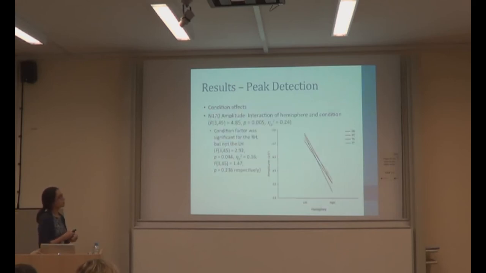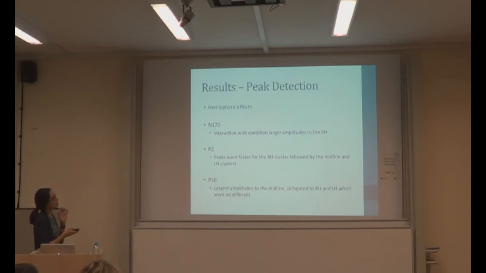And there was an interaction of hemisphere and condition at N170. So level of factorization was significant in the right hemisphere but not the left hemisphere, and you can see there is an ordering by factorization, with a reduction in amplitude with level of factorization. So there's a difference between this one and this one, this one and this one.